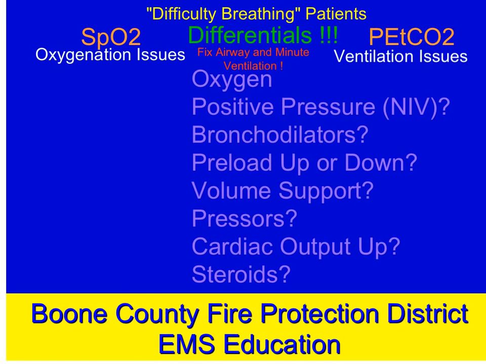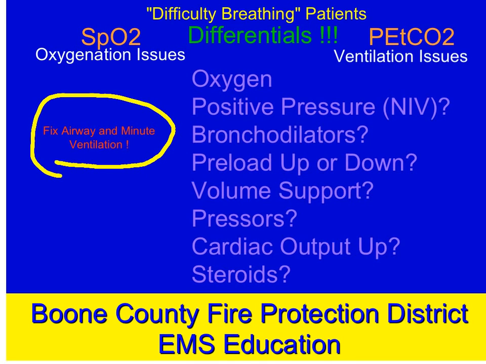Then as we work down those differentials, we're going to do several things. Number one, we need to fix airway and ventilation problems right off the bat. We can't really accomplish anything else until we have enough air coming in and out through proper tidal volume, proper ventilatory rate, and then we have a patent airway. Then we're probably going to need some additional oxygen. In some cases, we may need some non-invasive ventilation, CPAP in most cases. Sometimes some bronchodilators, a beta-2 agonist, may be helpful.